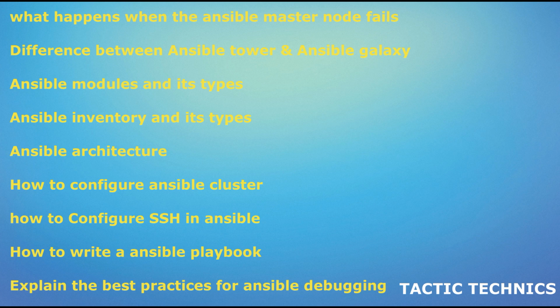SSH. Ansible uses SSH to communicate with managed nodes and execute commands. SSH is a secure and reliable protocol that provides encryption and authentication, and it is widely used in Linux and Unix systems. Inventory. The inventory is a list of managed nodes and their attributes, such as host names, IP addresses, and SSH credentials. Ansible uses the inventory to target specific systems for operations. Playbooks. Playbooks are the main building blocks of Ansible.